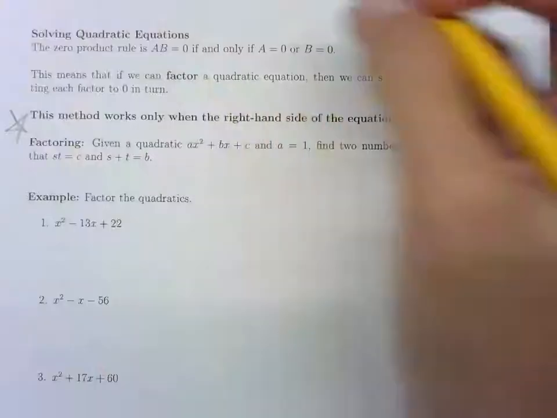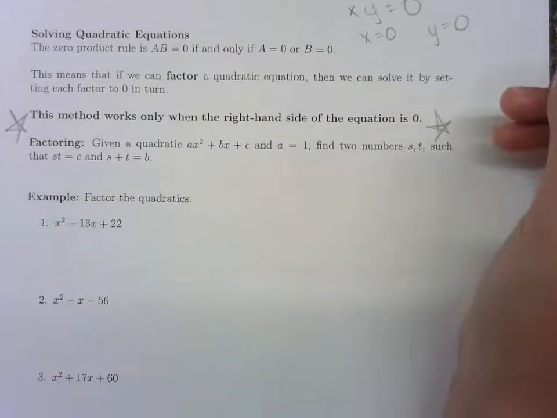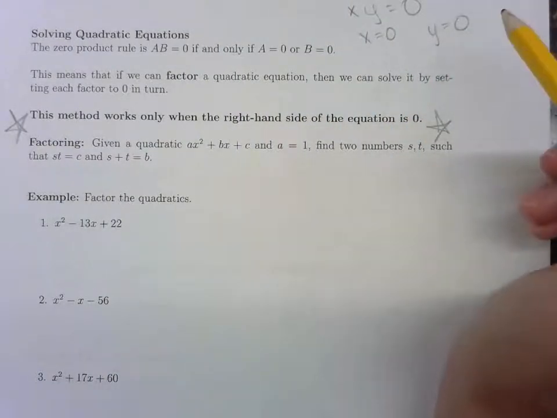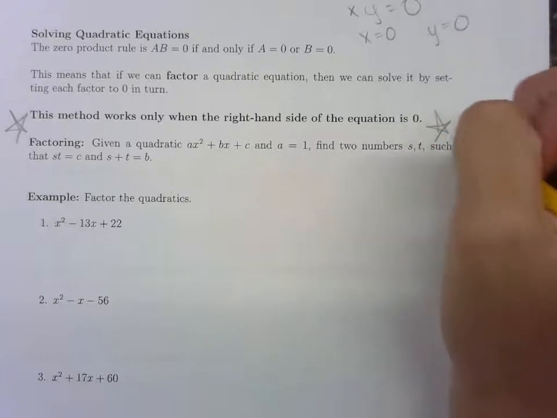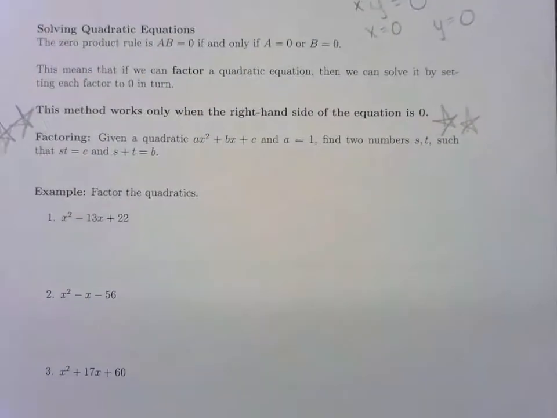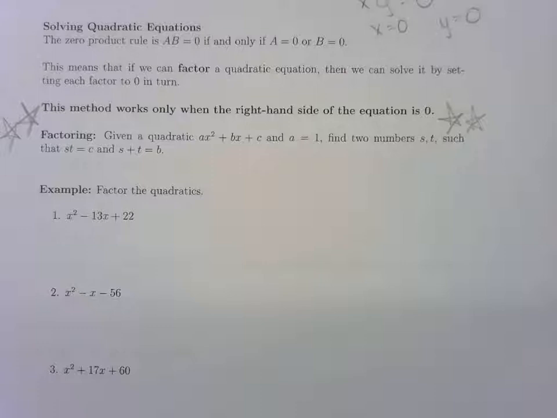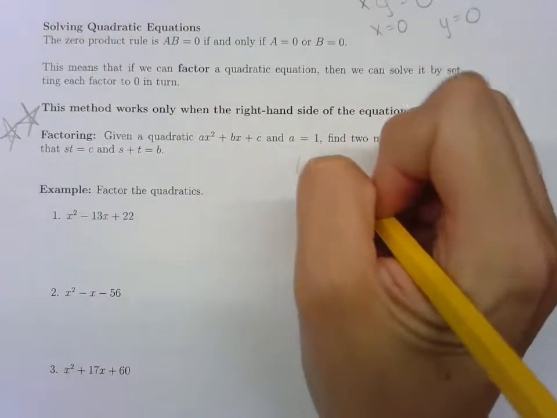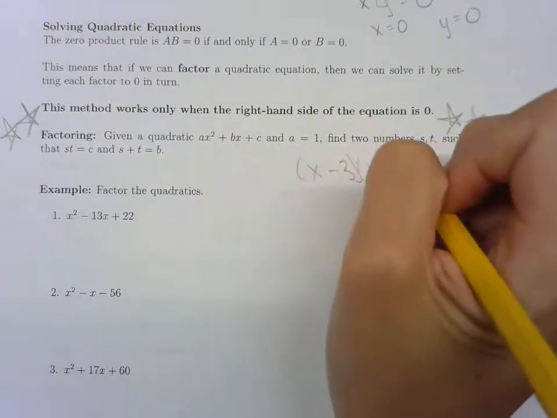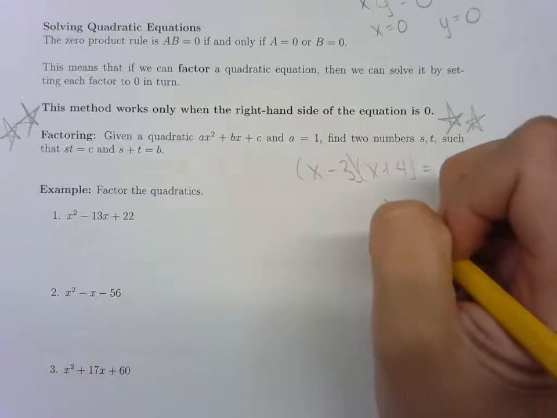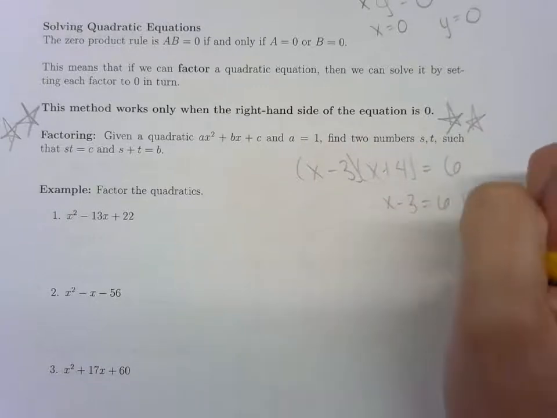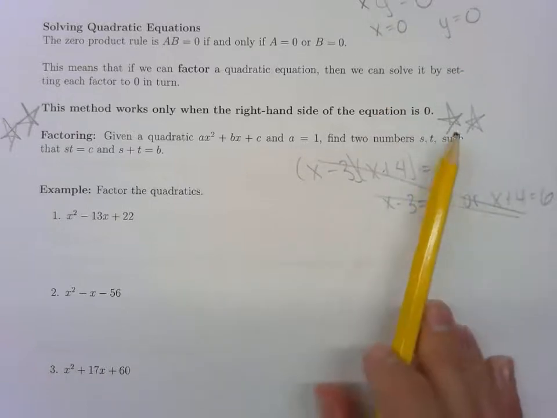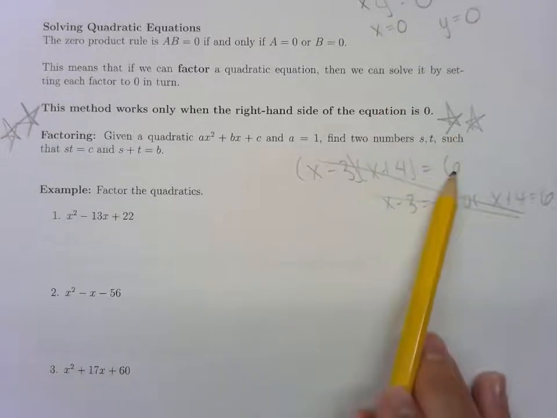This method only works when one of the sides of the equation is equal to 0. This is very important. This is something I see students forgetting all of the time. Okay, one side has to be 0 before you use the zero product rule. For example, I'll see you guys factor, maybe it looks like this, and this equals 6, and you guys will say, okay, x minus 3 equals 6, or x plus 4 equals 6. That is not true. Okay, it's only true if it's equal to 0.